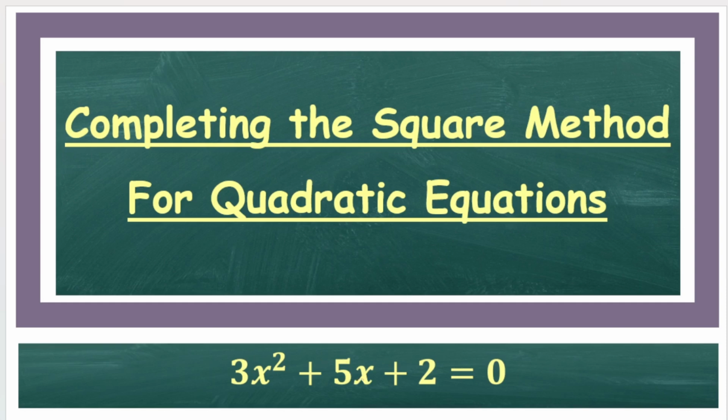Many of you requested an example where the coefficients b and c are not divisible by a. So today we will solve exactly that. Let's work through the equation 3x squared plus 5x plus 2 equals 0. So the equation is 3x squared plus 5x plus 2 equals 0.